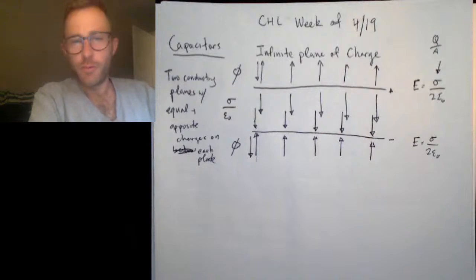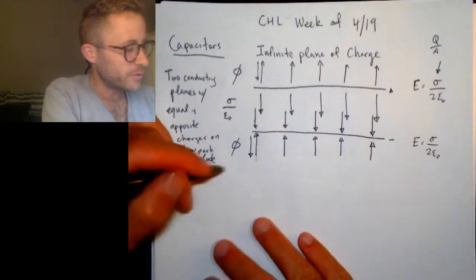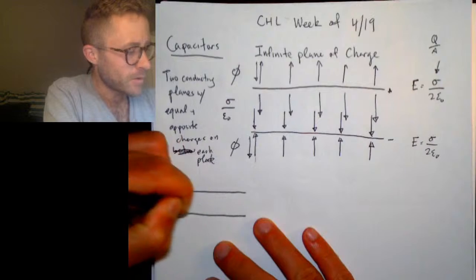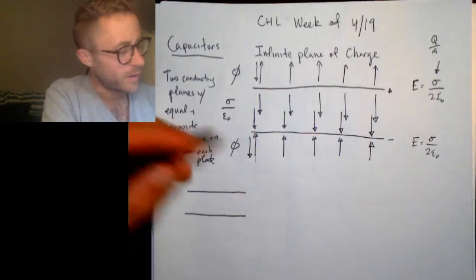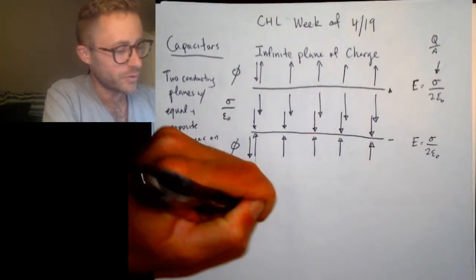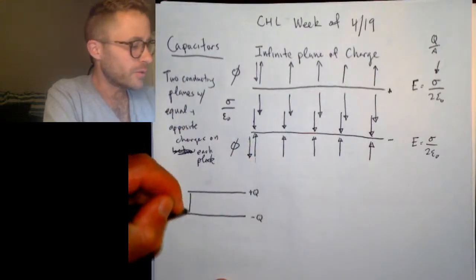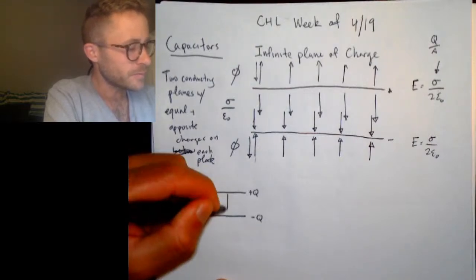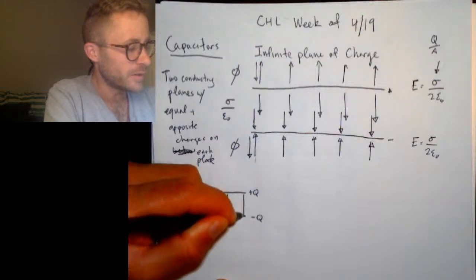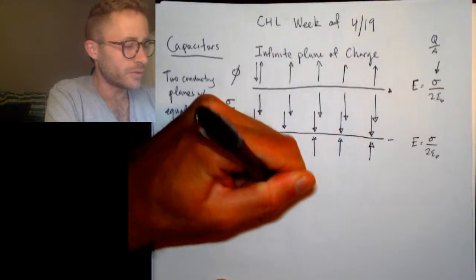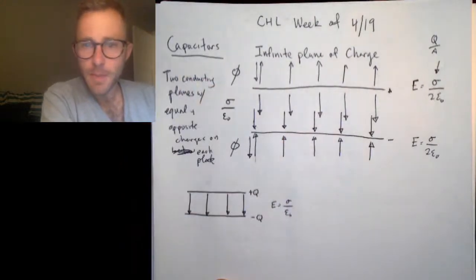If we look at an actual capacitor, it's got two plates. One of them has a charge of plus Q, the other one has a charge of minus Q. The electric field goes from the positive plate to the negative plate, and it is constant in between the two capacitor plates. The value of that electric field is sigma over epsilon naught.